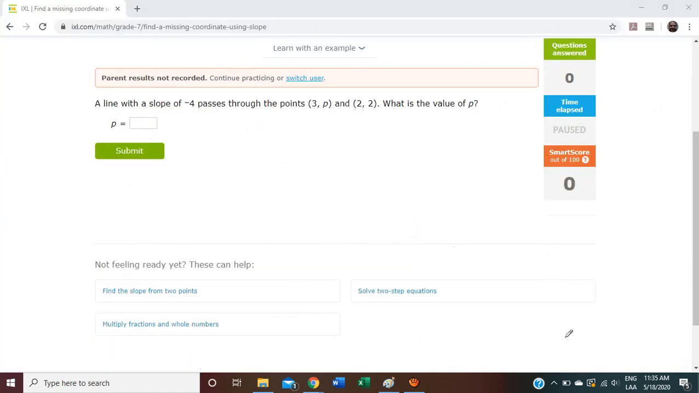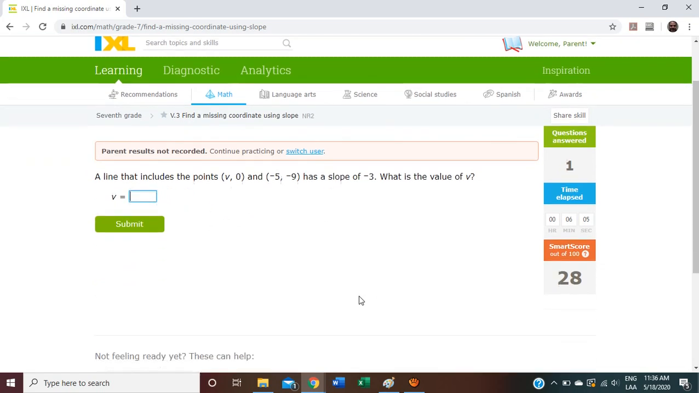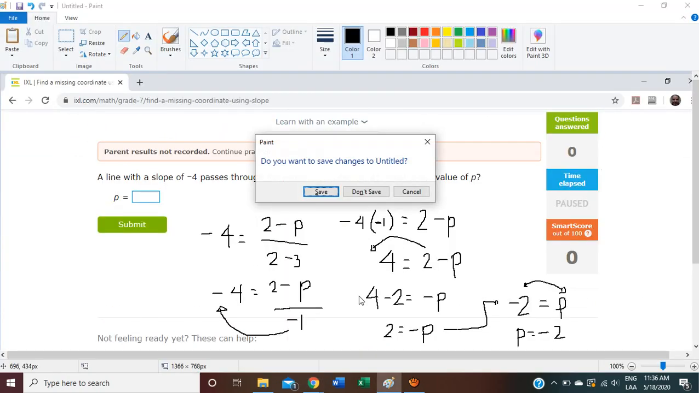All right, so let's check if we are right. Negative 2. And yeah, terrific. All right, let's do this other one. Let me print the screen, get a new one.